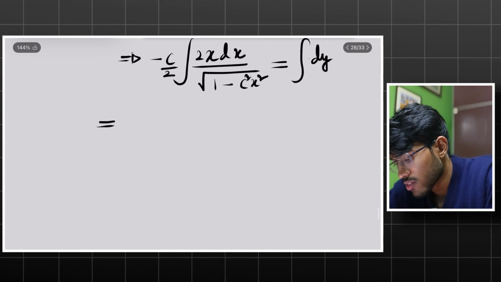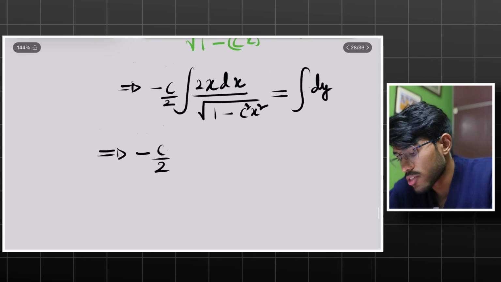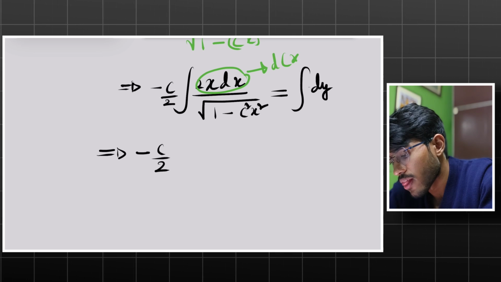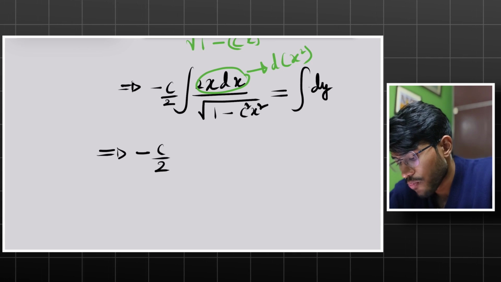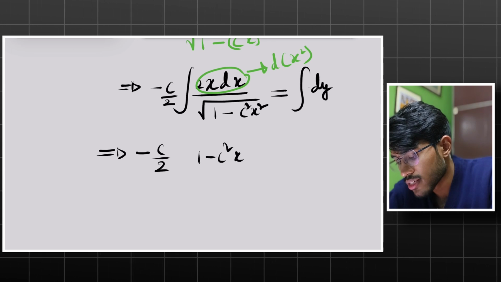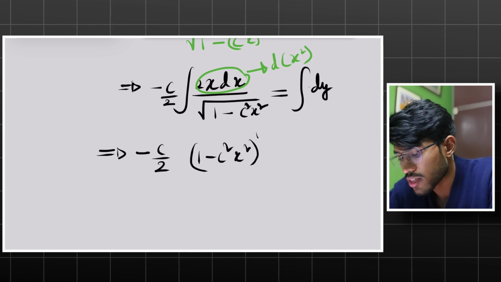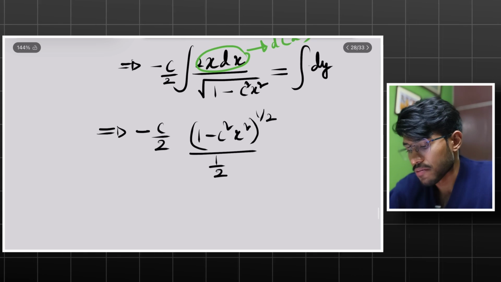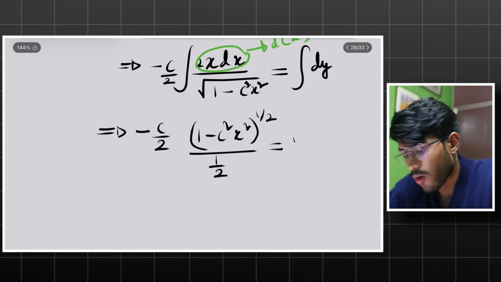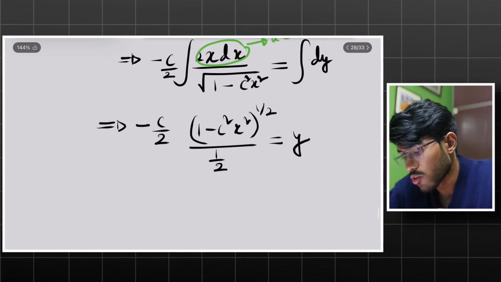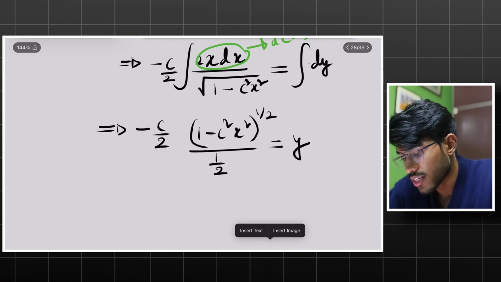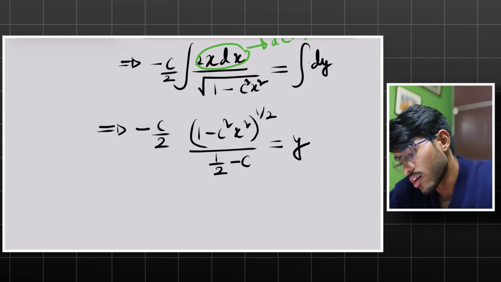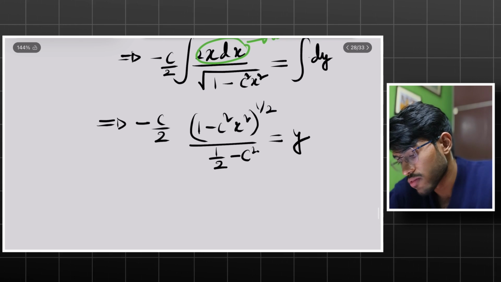Clear? And this will be minus c by 2. Now you see I can write this as d of x square. So this will be directly 1 minus c square x square whole to the power minus 1/2 plus 1, that is this, and divided by the new power, right? Okay, so this will be my y. And one more thing, there will be a division by minus of c square, sorry, minus of c square.